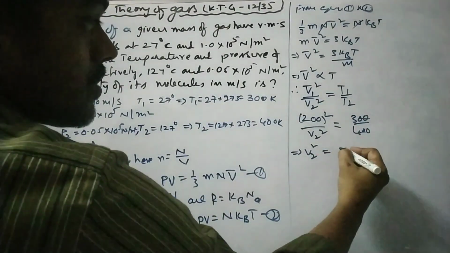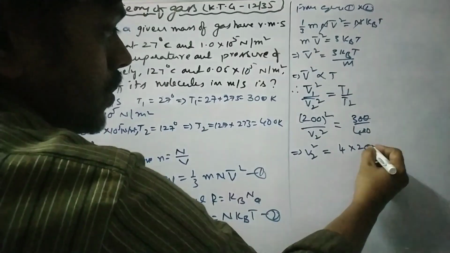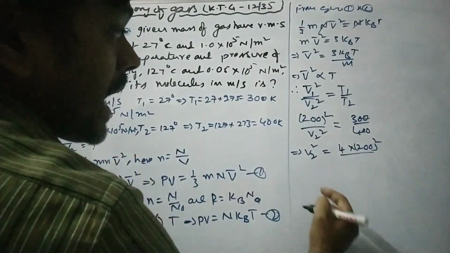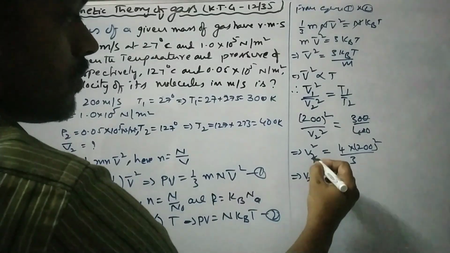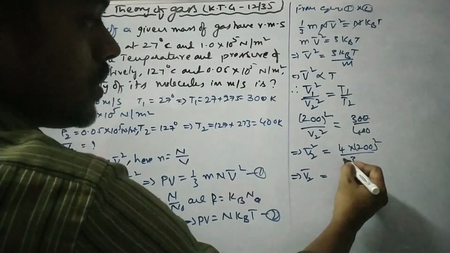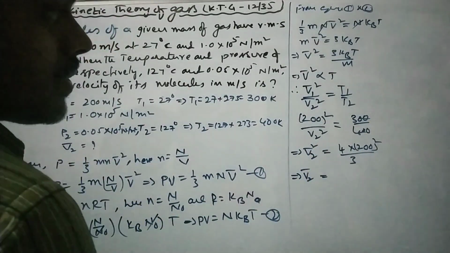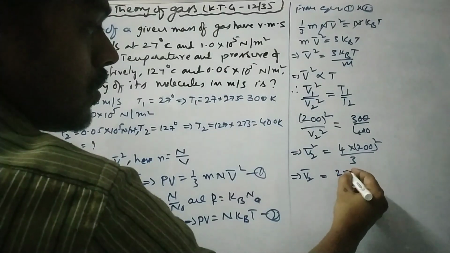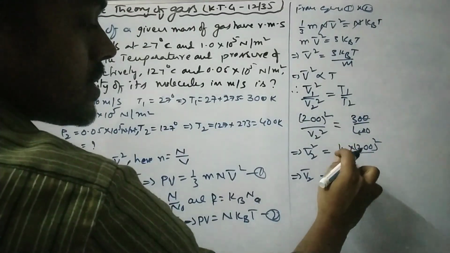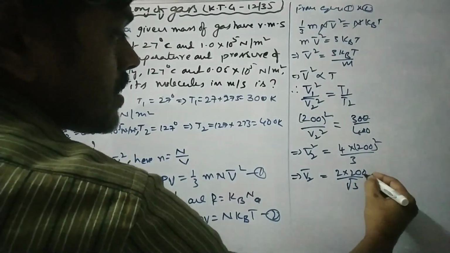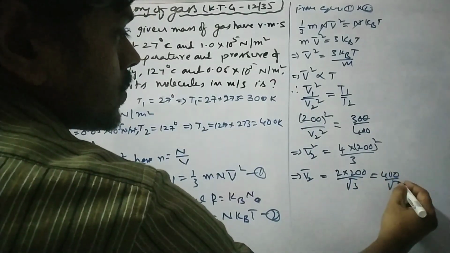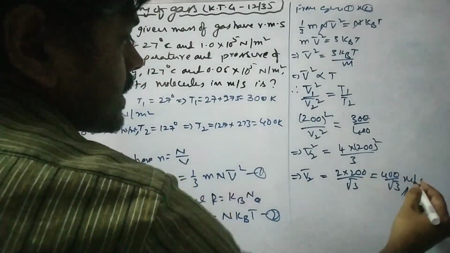V2 square is equal to 4 into 200 square by 3. When you take the root, V2 bar is equal to 2 into 200 by root 3, that means root 4 is 2 and root of 200 square is 200, divided by root 3. That implies 400 by root 3 meters per second. That's it.